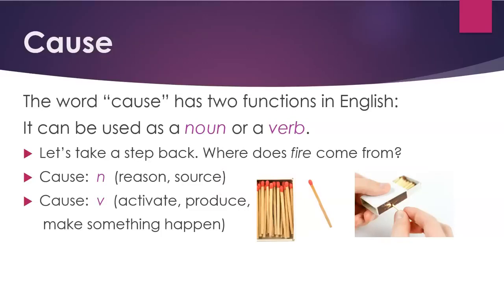The word cause has two functions in English. It can be used as a noun or a verb. Let's take a step back. Where does fire come from? We can say the cause, meaning the noun or reason or source, or we can say cause, the verb, meaning activate, produce, make something happen.